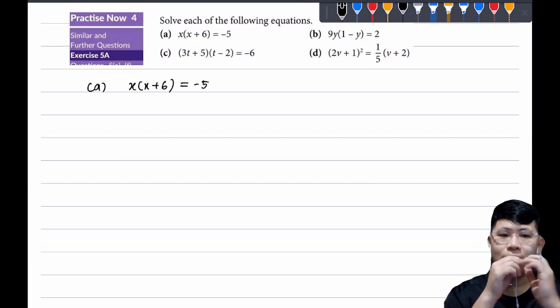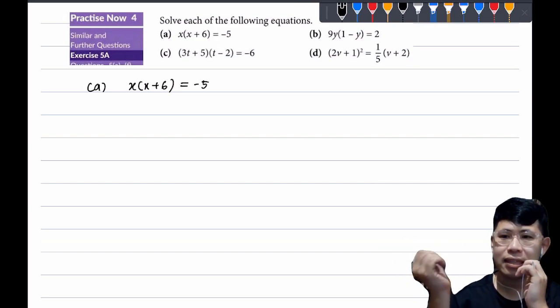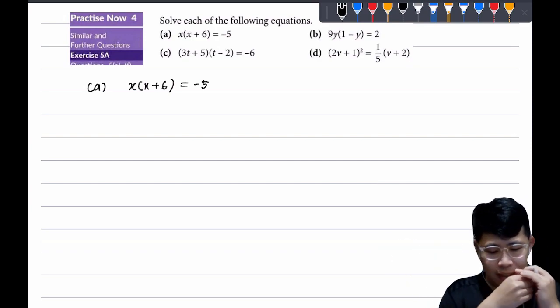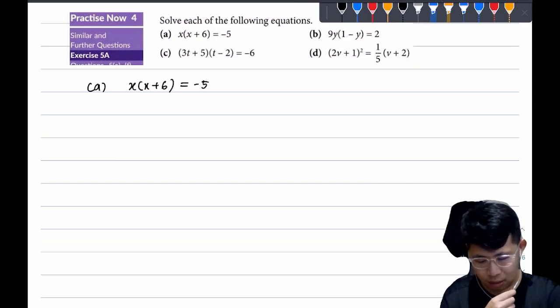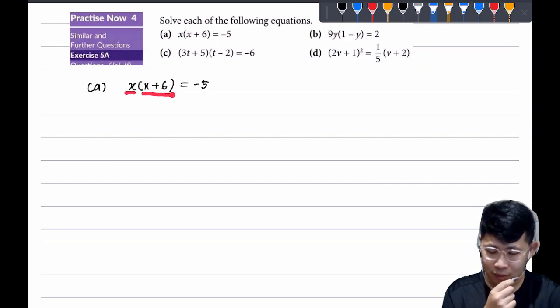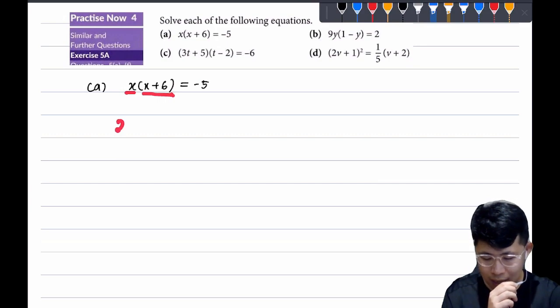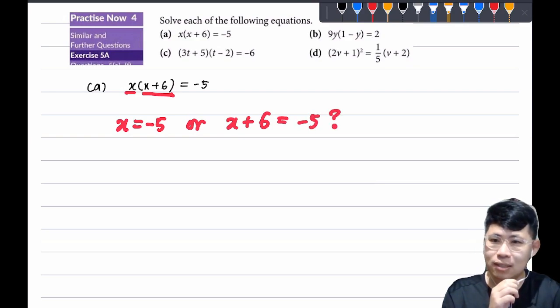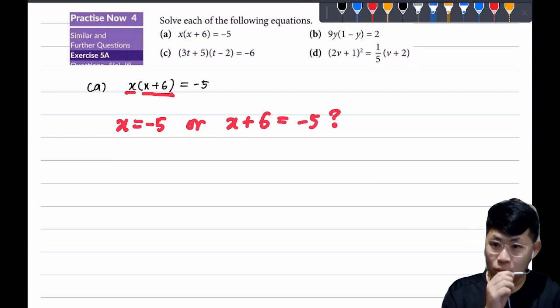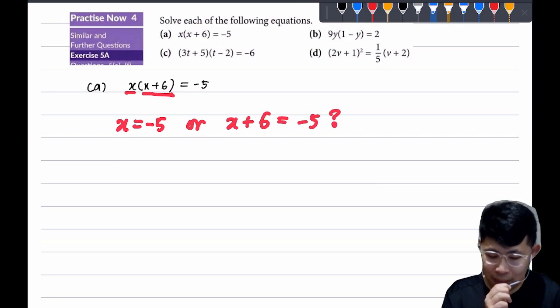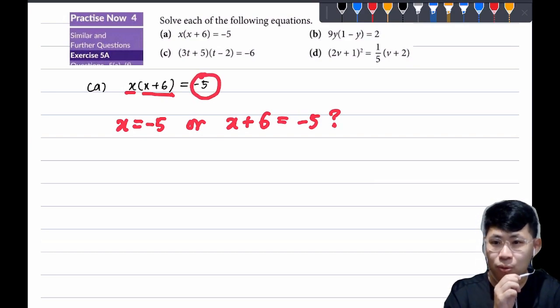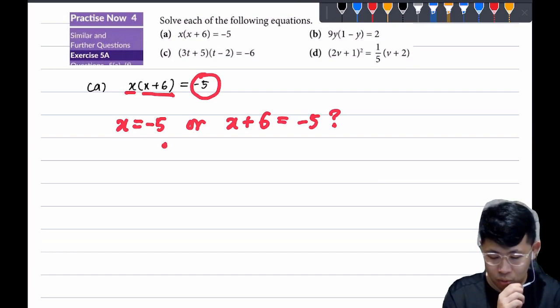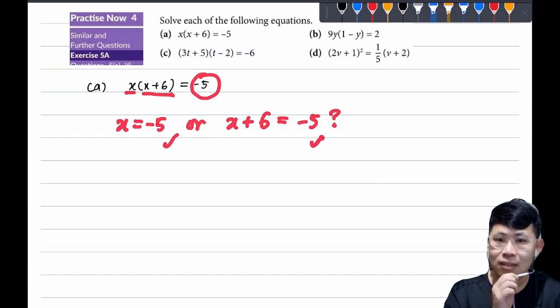Now let's continue on. x times (x plus 6) equals negative 5. Take note, this is already in factorized form. Can we say x equals negative 5 or x plus 6 equals negative 5? The short answer is no. Why not? Because it has to be 0 on the other side for us to use this. We cannot use it for any other number. It has to be 0.